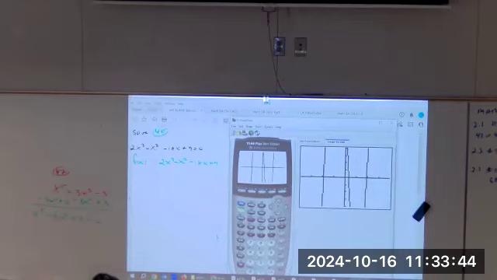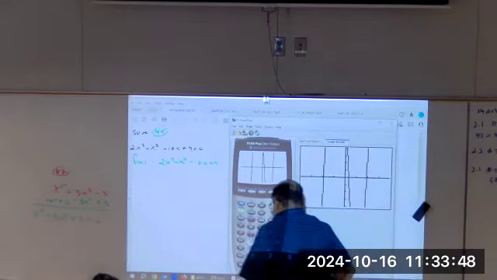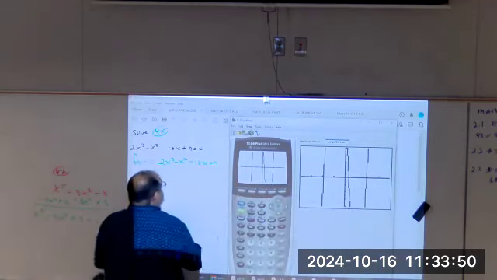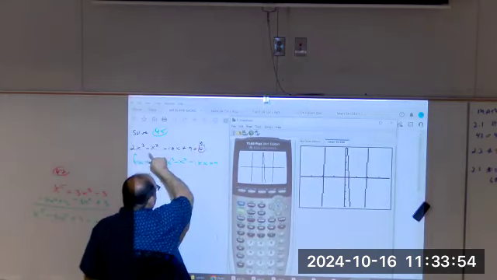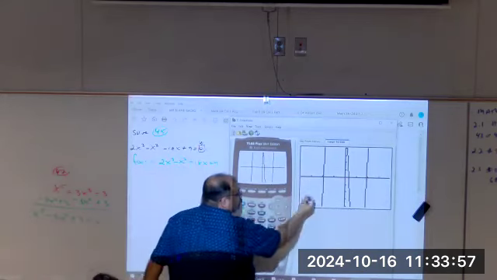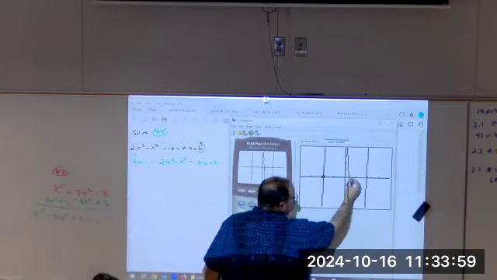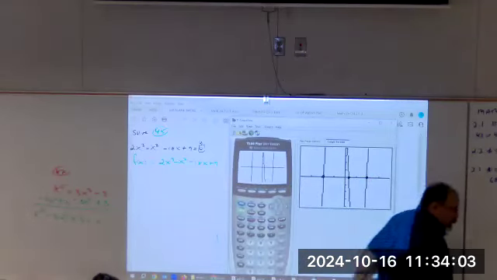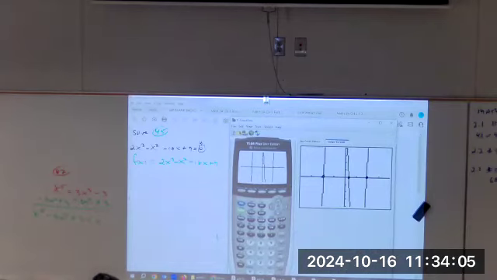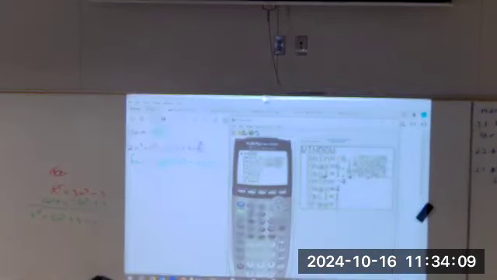Okay. Now the answers are the x-intercepts. When does this equal 0? Well, this is the y value. When does the function equal 0? So we're looking for the x-intercepts. Now, just so I can show you, here's what the actual graph looks like. You don't worry about this next one.